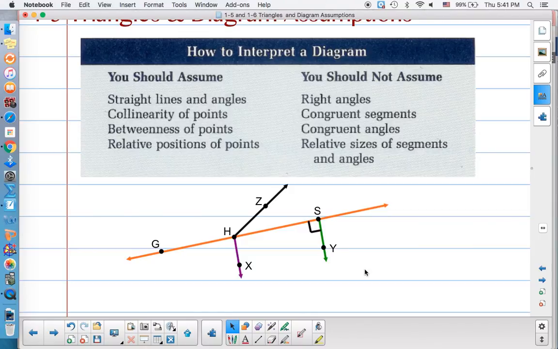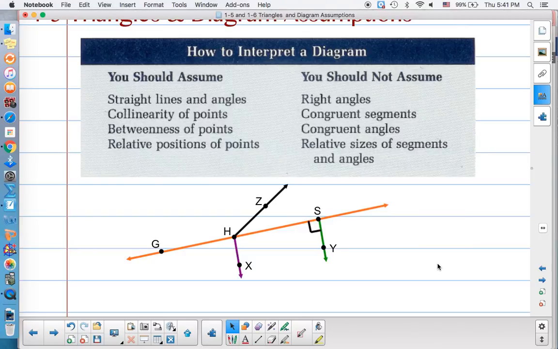Same for angles. Relative sizes of segments, same thing. We should not assume that the angle that ZHS makes is congruent to or is smaller than the angle that XHS makes. Just because it looks bigger or smaller, we shouldn't assume that or use that as a fact.